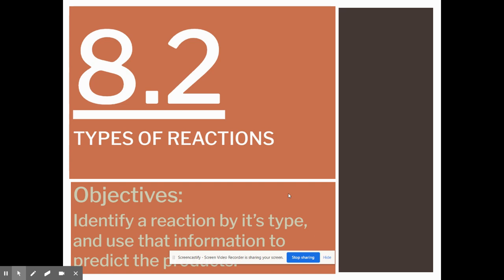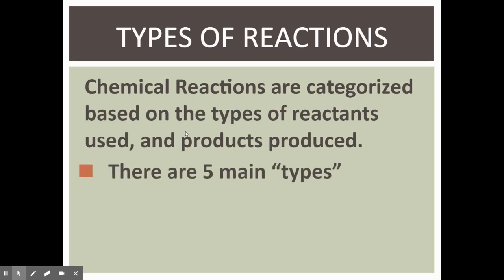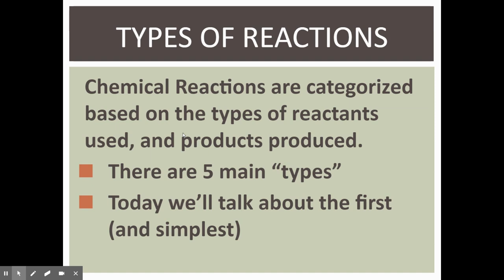I'm going to get you started on the 8.2 section of this chapter, which is types of reactions, in which we identify several different types of reactions and then use that information to predict what kind of products a chemical reaction will produce. Now, I'm not going to leap into all of the different reactions that exist. I'm going to start you off with the simplest of the 5 types of chemical reactions that exist. Okay, there's 5 main types, and today we're going to talk about the first and the simplest.